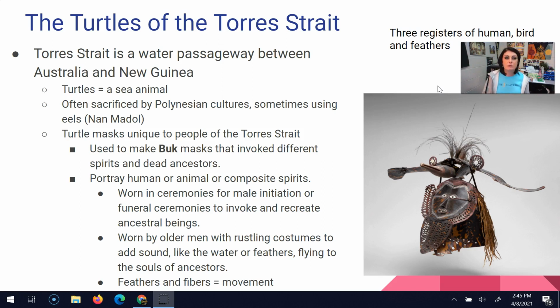And these book masks would be worn in a ceremony for male initiation rites. You're bringing in the hope that they're going to be blessed by the spirits, or funeral ceremonies to communicate with ancestors, to take the soul to the next life.